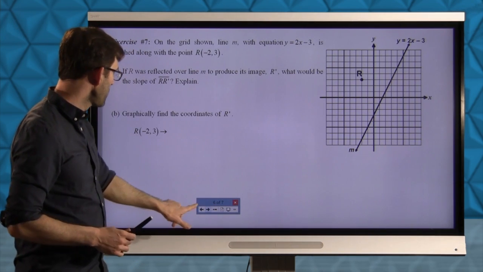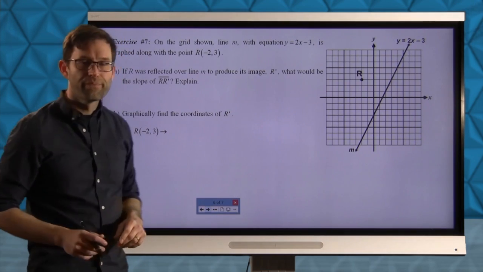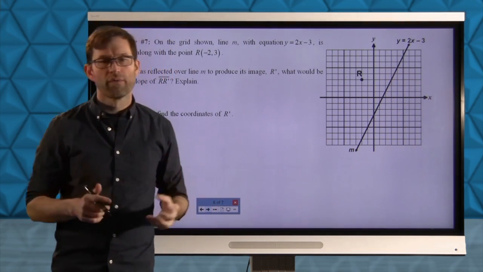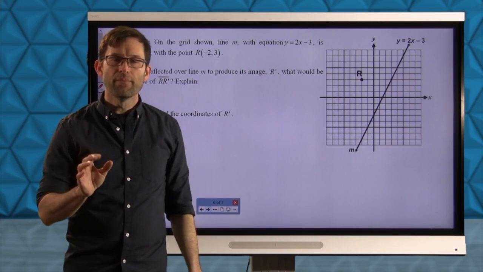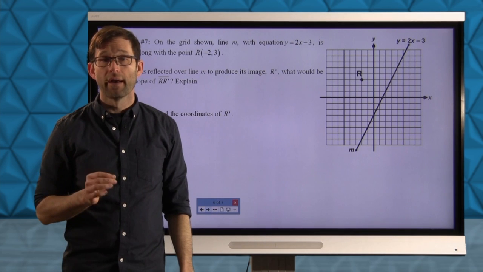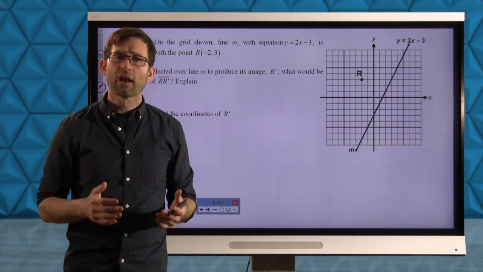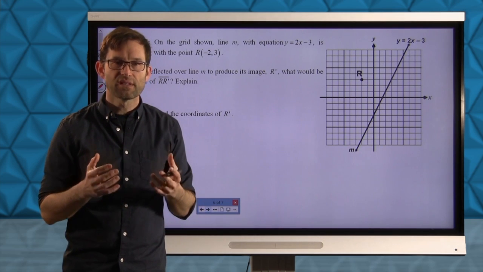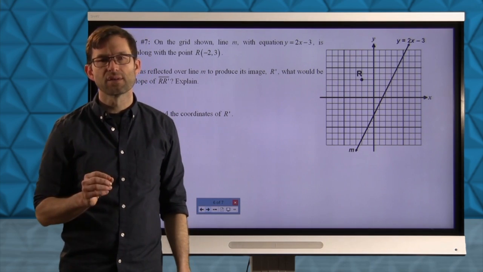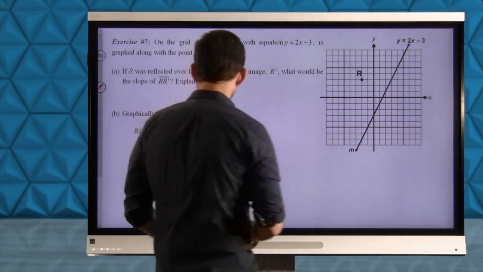Now, in all likelihood, those are the most difficult reflections you're going to do. But you could end up having to reflect a point in a slanted line other than y equals x and y equals negative x. And one of the things that I like about these problems is that they still get at the fundamental essence of what a reflection is. So let's take a look at that in this problem.